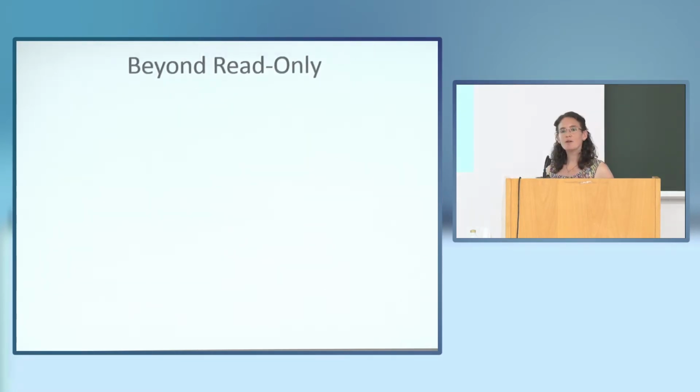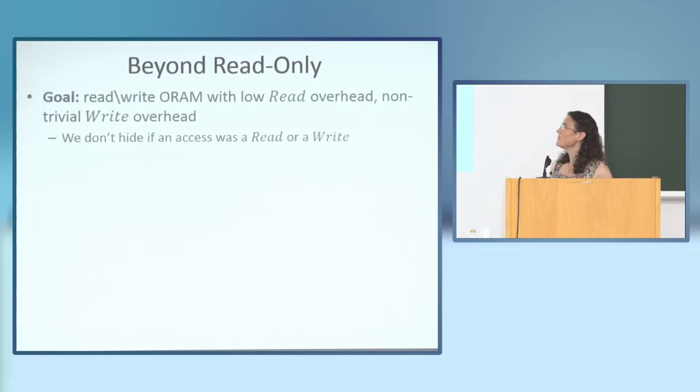Okay, so what about going beyond read-only? You should be very worried now that I say this, because we know what happens when you go beyond read-only. You have a log n lower bound. So what do I even mean? Think of a scenario where you have a database which you don't update very frequently. Basically, you update it once every year. So you really want very low read overhead. You're OK with any non-trivial write overhead. In particular, you're OK with revealing whether you're doing a read or a write.